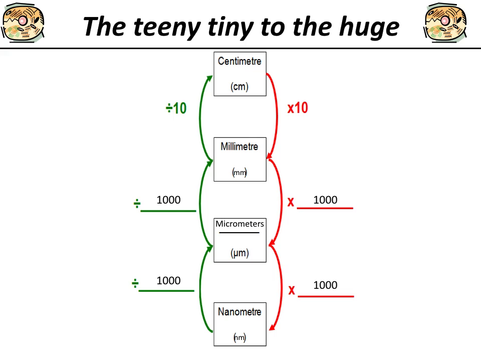So if we want to convert millimeters into micrometers, we would times by 1,000. To convert back, we would divide. So the rules are, if you're going from a larger value, for example millimeters, to a smaller value, i.e. micrometers, you need to times. If you're going from a smaller value, i.e. micrometers, to a larger value, i.e.